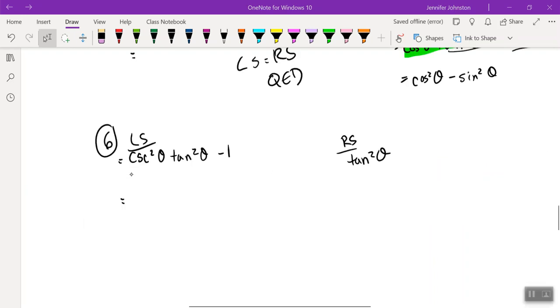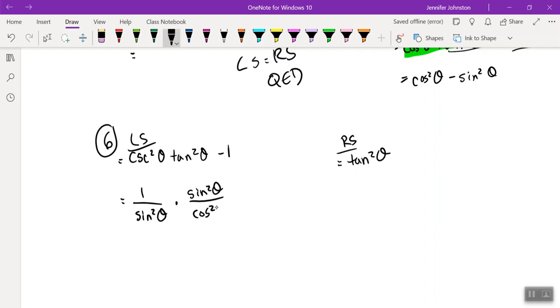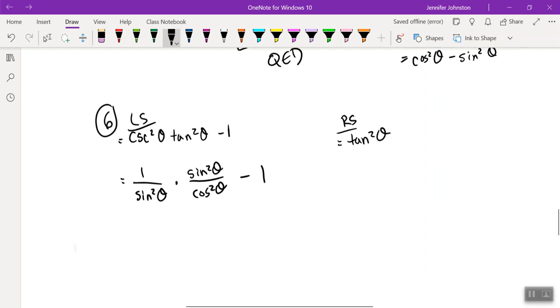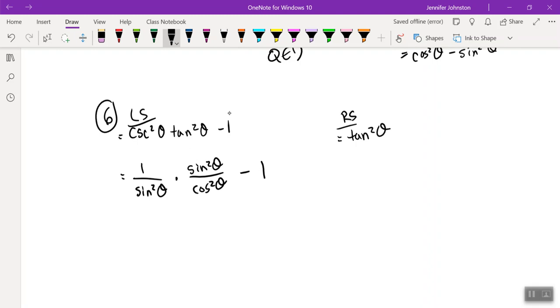Right, for question 6. Again, let's go ahead and look at the more challenging one and change it all to sines and cosines. So here we have csc squared theta. That's the same thing as 1 over sine squared theta. And then tan squared theta is the same thing as sine squared theta over cos squared theta. So it still is the exact same identities, just in this case we have squares. Minus 1. All right. Is there anything that can cancel out here? Yeah, those two can cancel out. So we're left with 1 over cos squared theta minus 1.